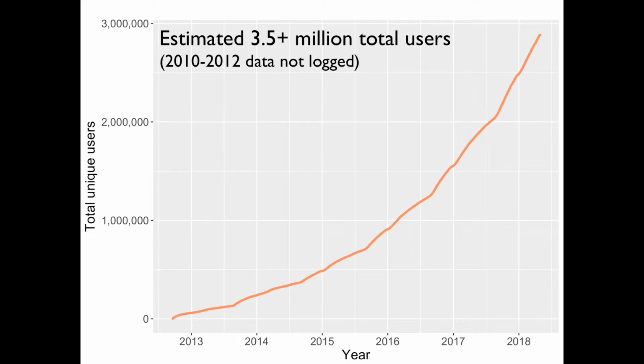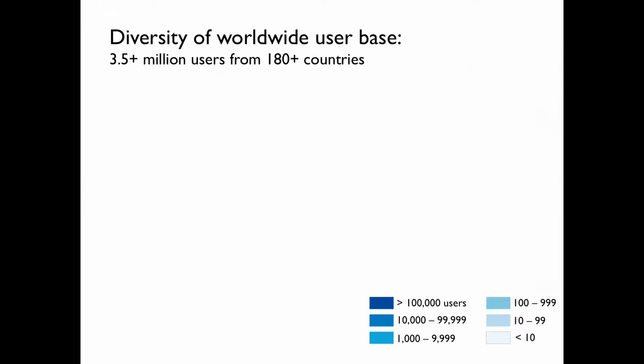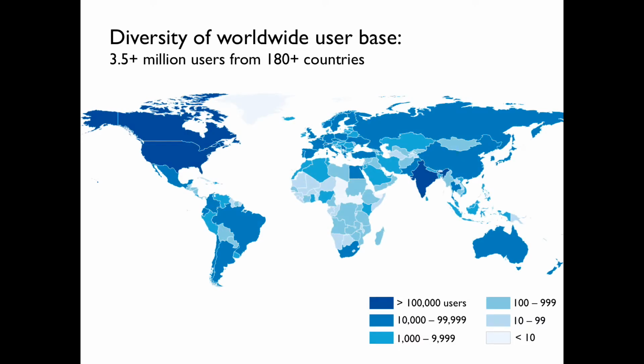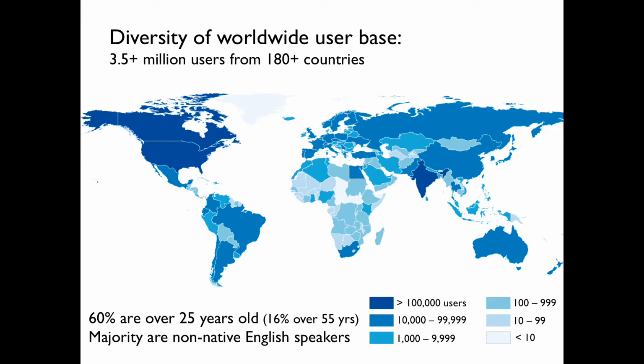So a safe estimate is around 3.5 million total users over the lifetime of the system. And what excites me more than just sheer number of users is the diversity of the user base around the world. So this map shows that Python Tutor has been used pretty much in every country around the world, over 180 countries. And moreover, 60% of the users are over 25 years old. So they're what's called adult learners, and 16%, 1/6, are over 55 years old.